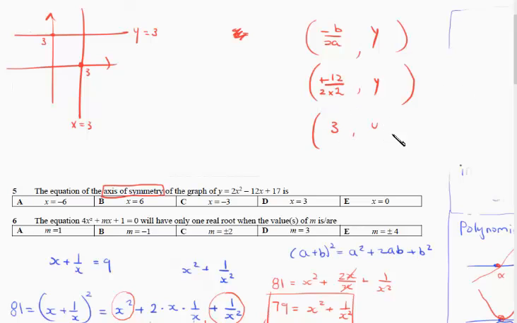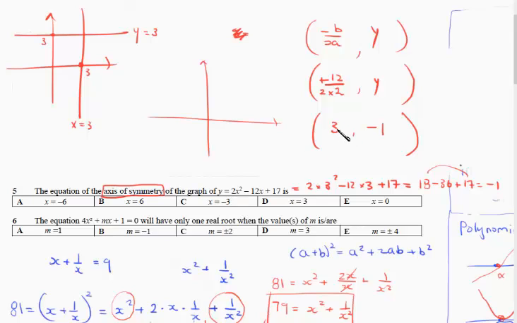So 3, and you have to now find the y value. Let's plug that in here. So this is equal to 2 times 3 squared minus 12 times 3 plus 17. So that's 9 times 2, which is equal to 18, minus 36, plus 17. So 18 and 17 is 35, minus 36 is equal to minus 1. So it's minus 1. Whatever this equation is, we know that it's a smiley face, of course, because a is positive. And you've got 3 and minus 1 right there, and it's sort of like that.